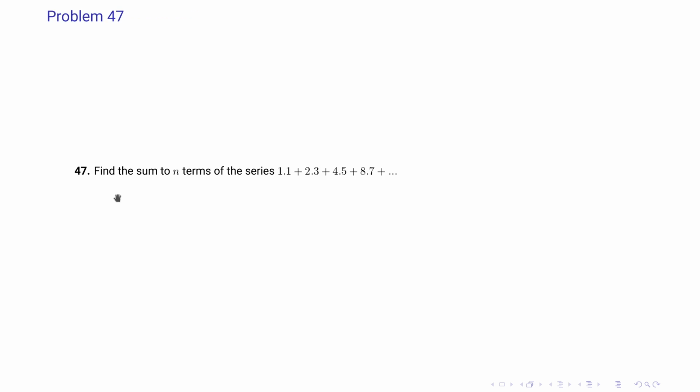Problem number 47 says that find the sum to n terms of the series 1.1 plus 2.3 plus 4.5 plus 8.7. So see, the first number of the terms is 1, 2, 4, 8. That is, it is a GP with the common ratio 2. The second number in each term is 1, 3, 5, 7. That is, it is an AP, and the nth term will have 2n minus 1.